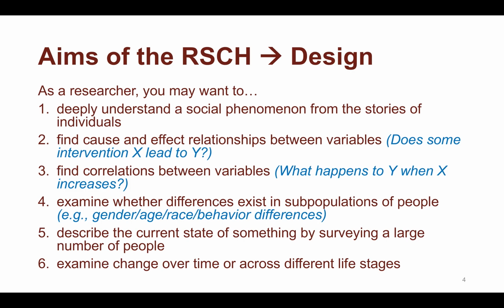You may be interested to examine whether there are differences in different subpopulations of people, for example, males versus females, people in different age categories, people of different races, people with different behavioral characteristics. So for example, smokers versus non-smokers, people who are physically active versus people who are sedentary, or things of that nature. You may be interested to describe the current state of something by surveying a large number of people. And finally, you may be looking for changes over time or across different life stages. So basically, how do people develop at different parts of their life?